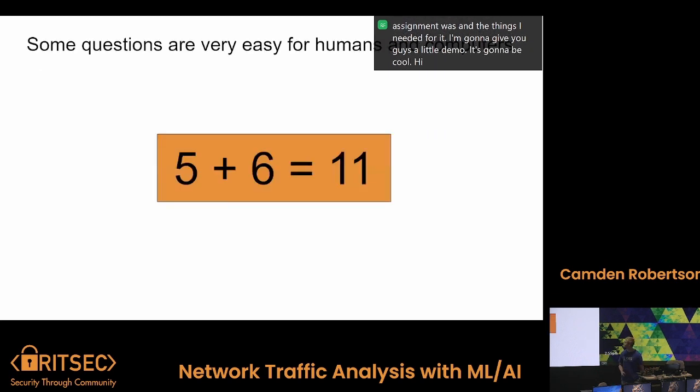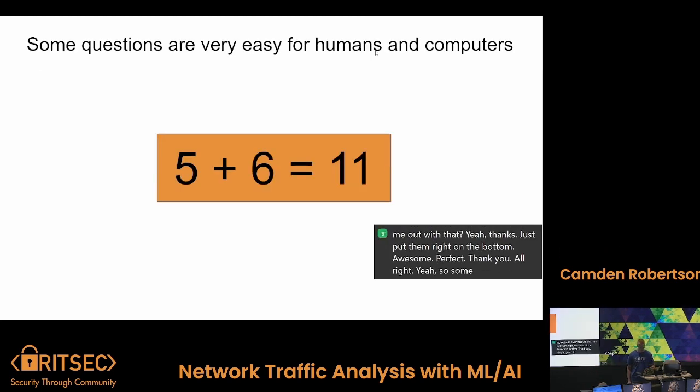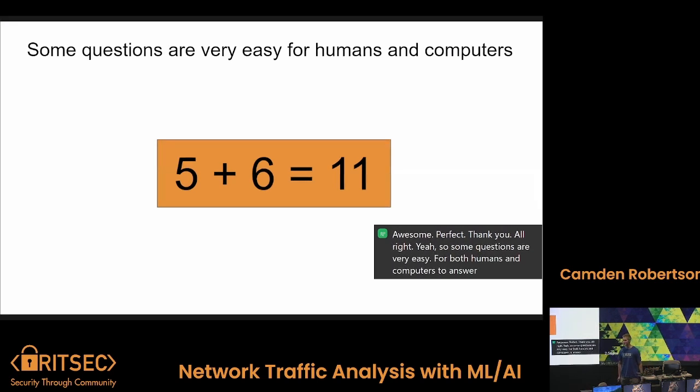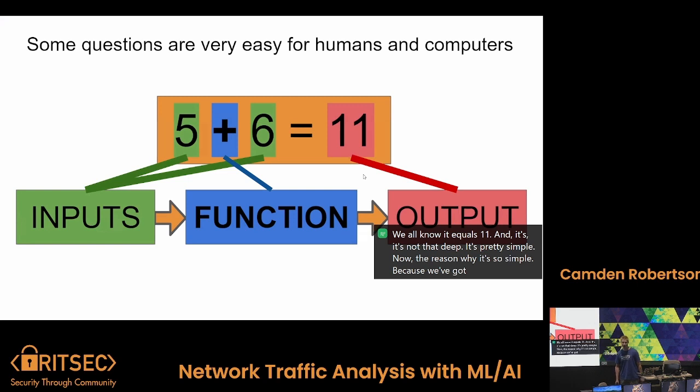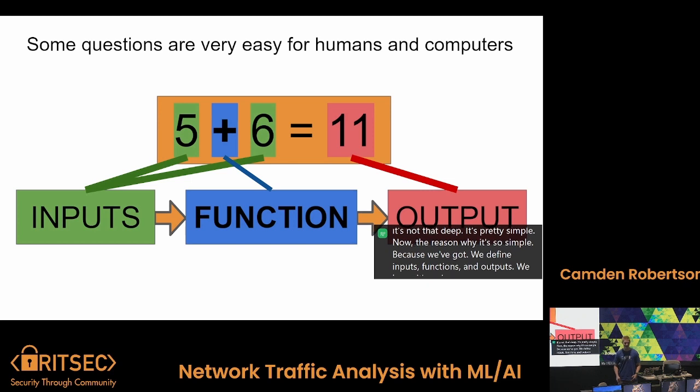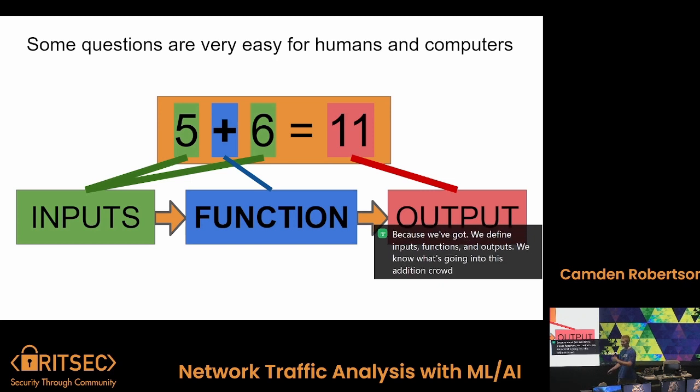Alrighty, let's get started. Some questions are very easy for both humans and computers to answer. One of these questions could be something like 5 plus 6, right? We all know it equals 11. It's pretty simple. Now, the reason why it's so simple is because we've got very clearly defined inputs, functions, and outputs. We know what's going into this addition problem. We know what we're doing with our two numbers, and we know what comes out.